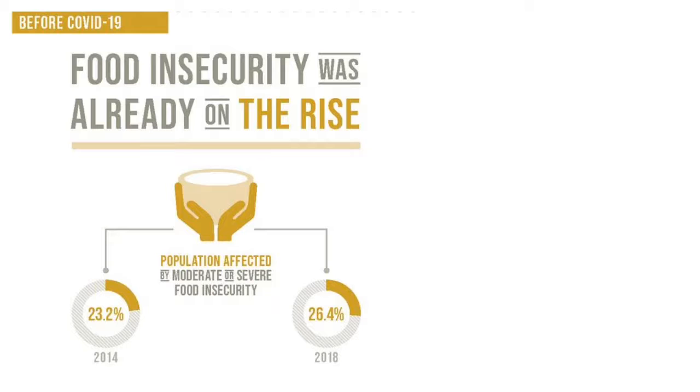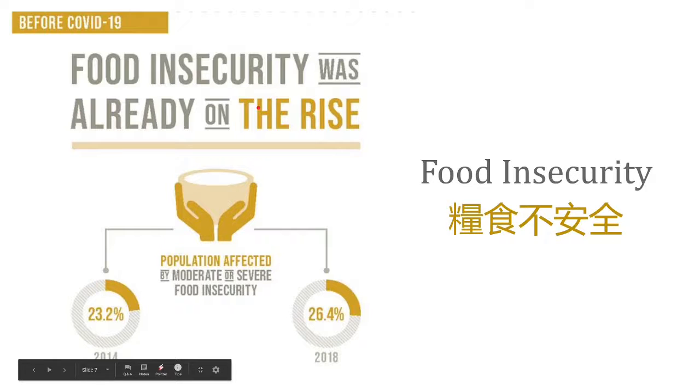Before COVID-19, food insecurity was already on the rise. What is food insecurity? It's this. So, the population affected by moderate or severe food insecurity has risen from 2014 to 2018. In 2014, it was 23.2%. In 2018, it's 26.4%.